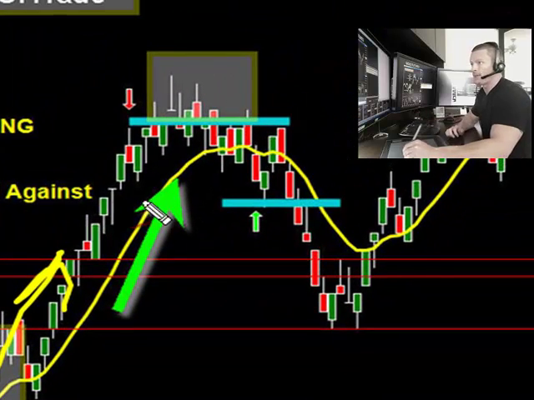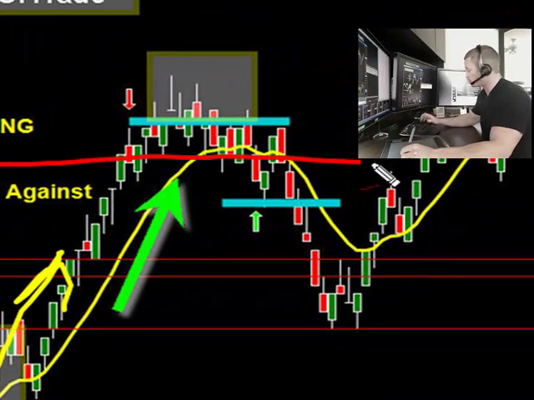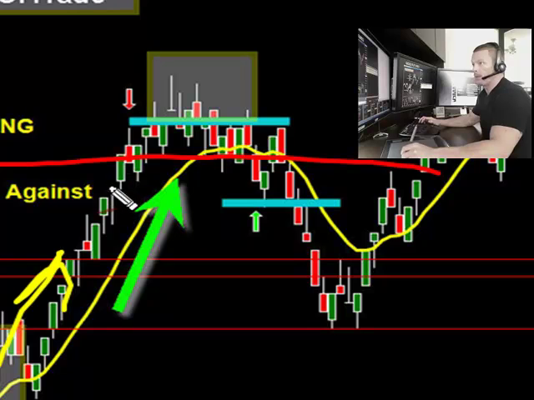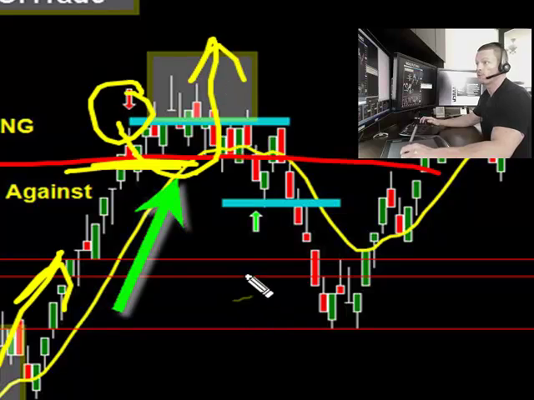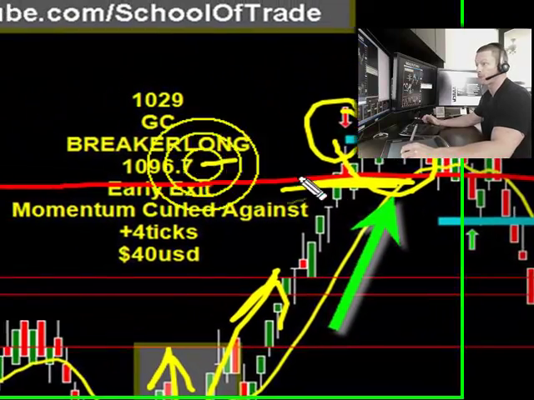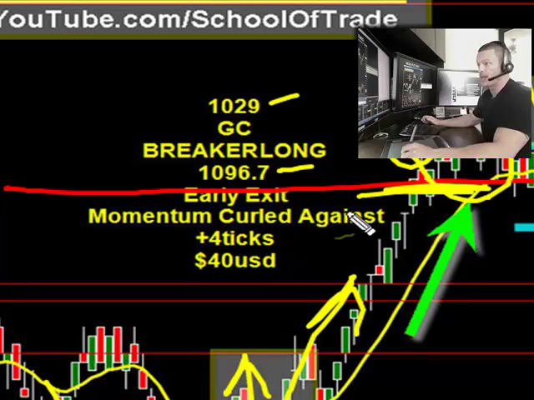Now, in this case, there was a red line right here at that time, right? Not there anymore because it was recalculated. Once we break above that red line, though, we mark up our swing high, and we looked for a breaker pattern long above that swing high here. 96.7 was the fill here at almost 10:30 this morning.